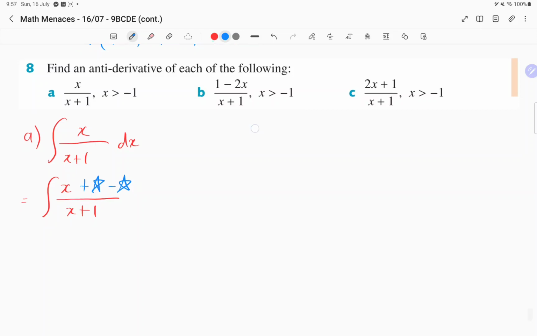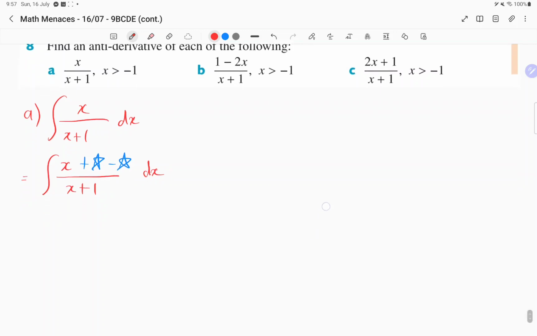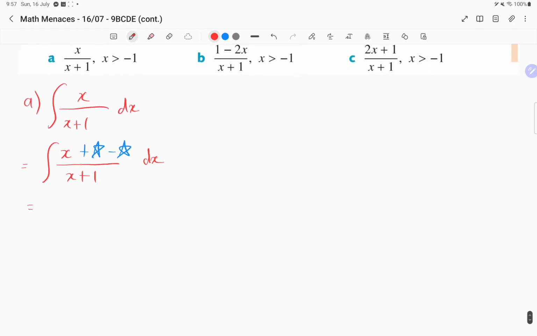Because you have the same on the top and the bottom. Yes, that is the correct idea. It would be plus 1 and minus 1. So Blake, split that up for me. See if you have the right idea here.